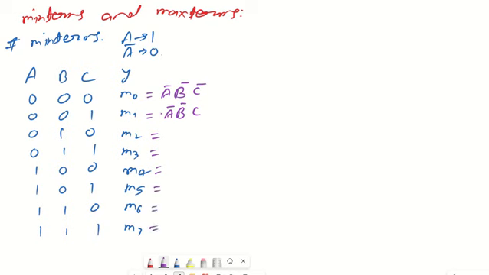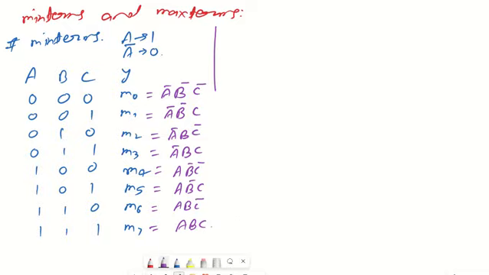Understood? So what will be that? A bar, B, C bar. It will be A bar, B, C. Then it will be A, B bar, C bar. Then it will be A, B bar, C. Then it will be A, B, C bar. And it will be A, B, C. So you can see A, B, C, all the three are 1, 1, 1. Then it is M7, that is min term 7.